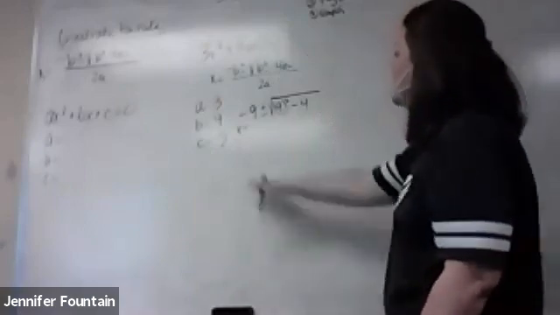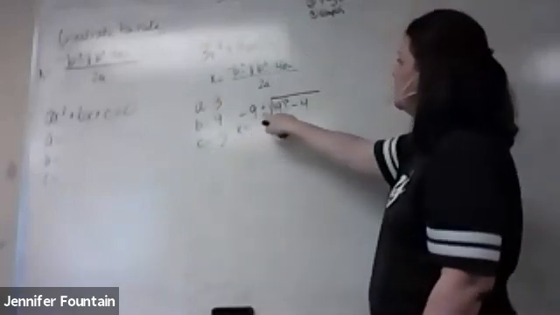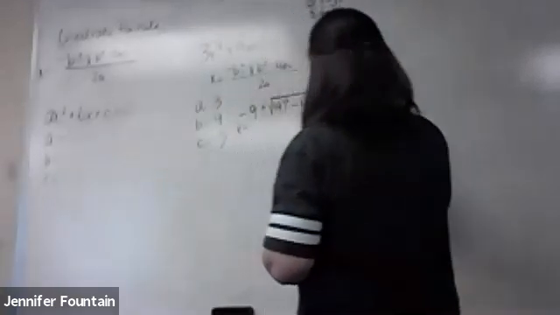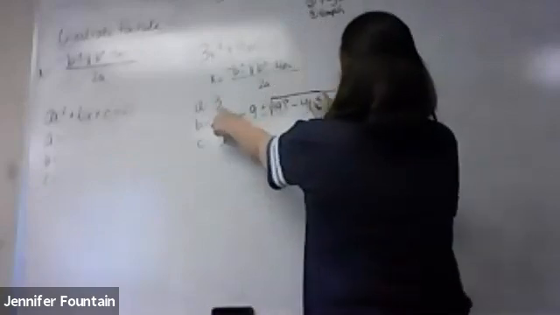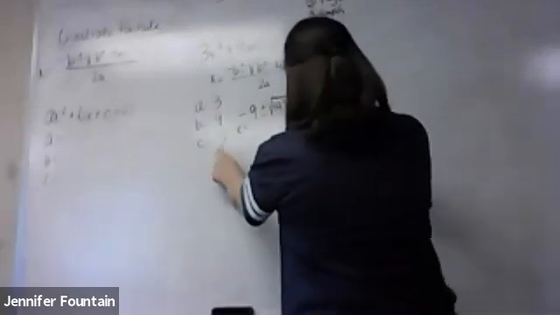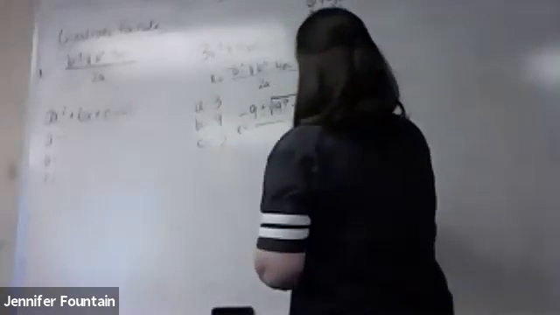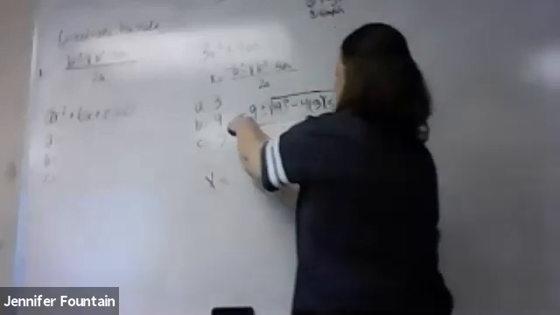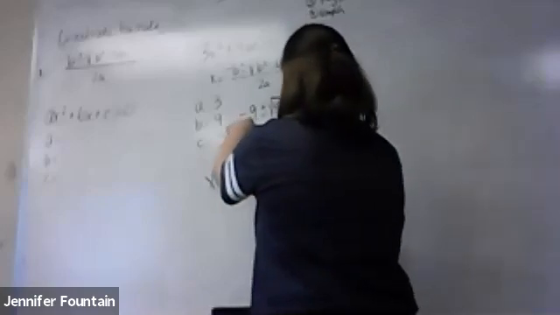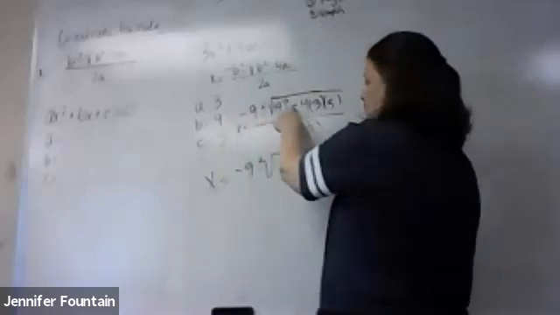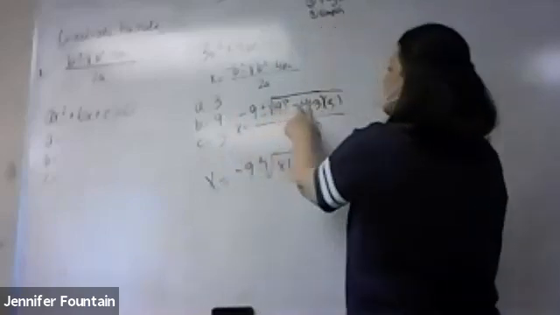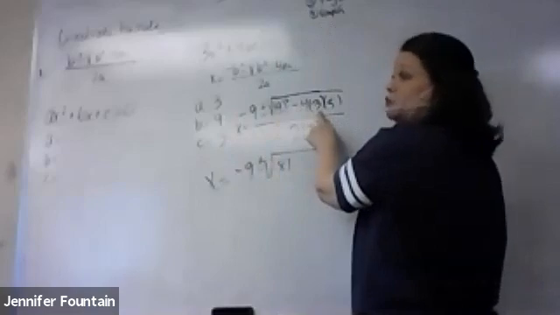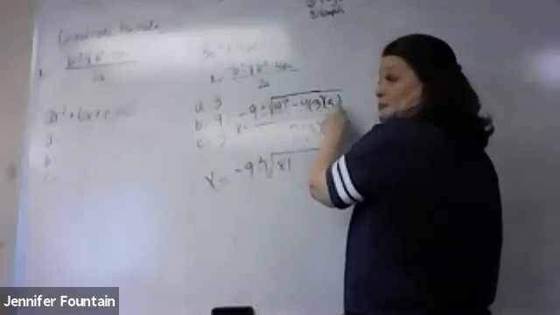Okay, so we've got x is equal to negative b plus or minus the square root of b squared minus 4 times a times c, all over 2a. What is a? 3, and c is 5. All over 2 times 3. X is equal to negative 9 plus or minus the square root of 9 squared, 81, negative 4 times 3, negative 12, negative 12 times positive 5.